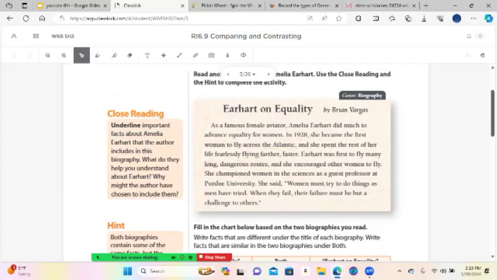All right, so let us go ahead and underline important facts about Earhart. All right, so she was the first woman to fly across the Atlantic. She encouraged other women to fly, and she championed women in the sciences, right?